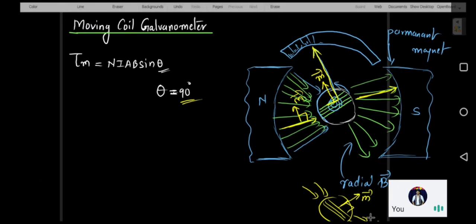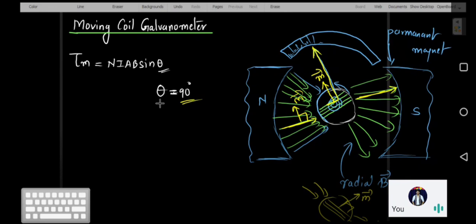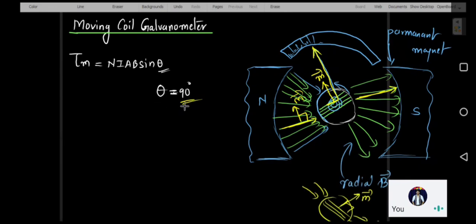Okay, so moving on, sine of theta is sine of 90, that is going to be equal to 1. So what you will get over here is that the torque is going to be equal to NIA multiplied by B.